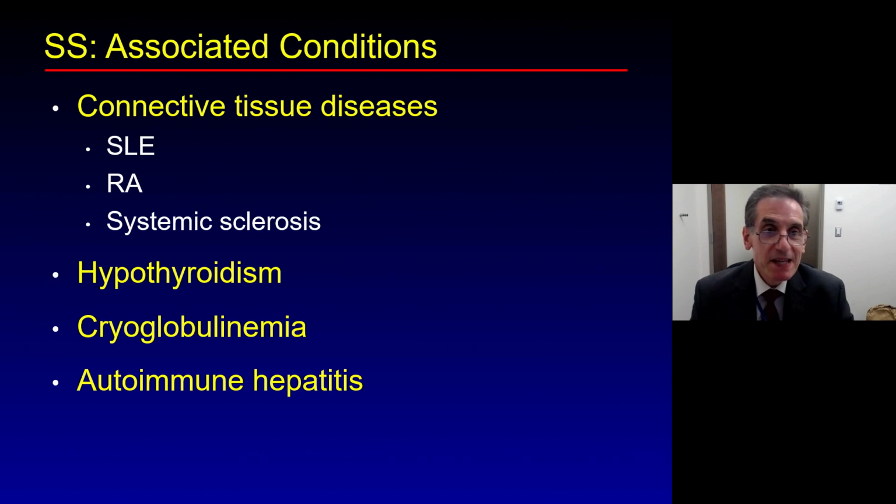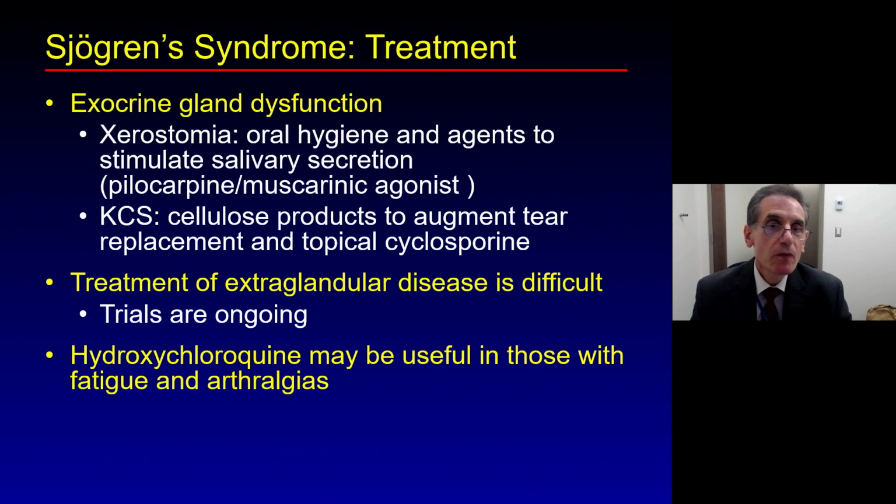Sjogren's can also be, as I mentioned, associated with other conditions: lupus, rheumatoid arthritis, and systemic sclerosis. There is an association with hypothyroidism, autoimmune hepatitis, and cryoglobulinemia. So if you have a patient with Sjogren's syndrome and you notice their alkaline phosphatase going up or their LFTs increasing, you need to consider whether they have autoimmune liver disease or biliary disease, which can be associated conditions.